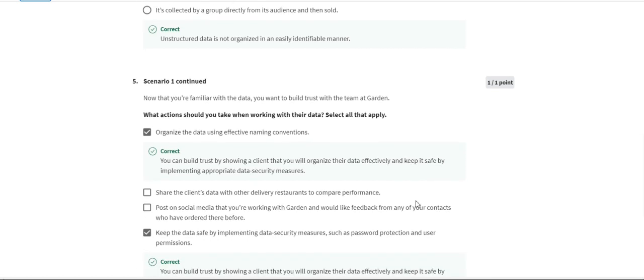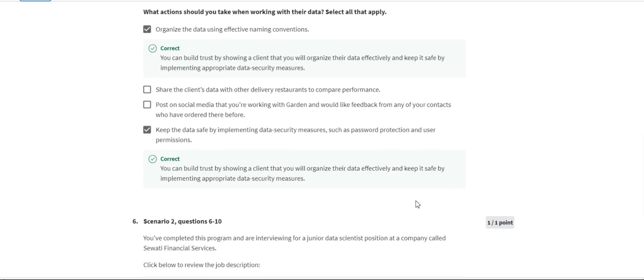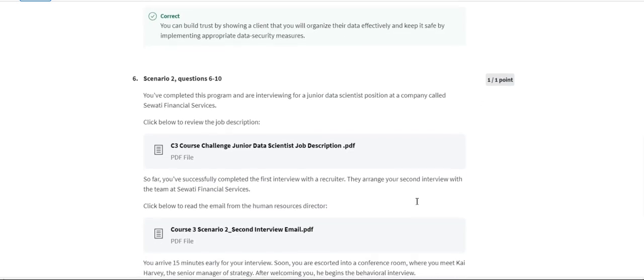So organize the data using effective naming conventions, since you have a good understanding of the data and the firm. Giving an effective naming convention would be a nice thing to do. And keep the data safe by implementing data security measures. This is a must for all projects related to data. Password protection and user permissions are quite efficient and necessary.